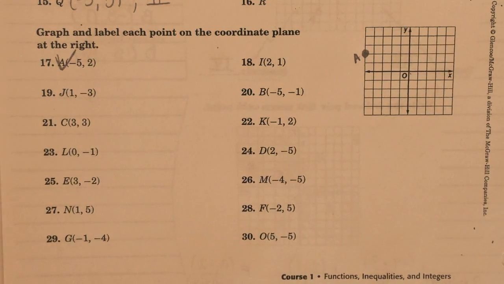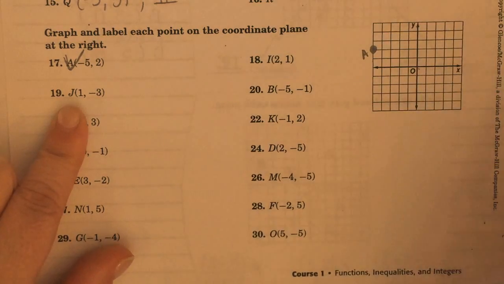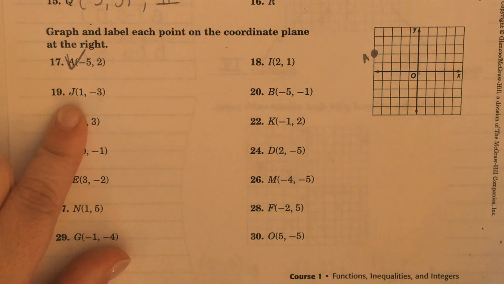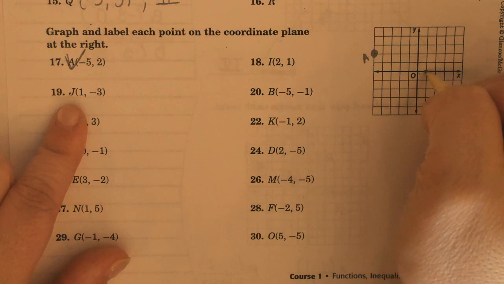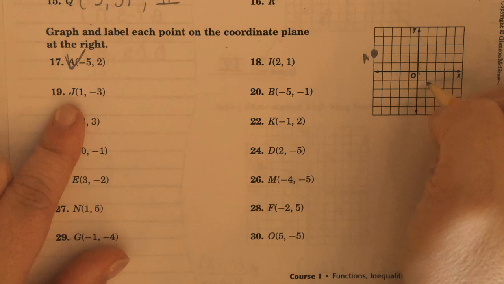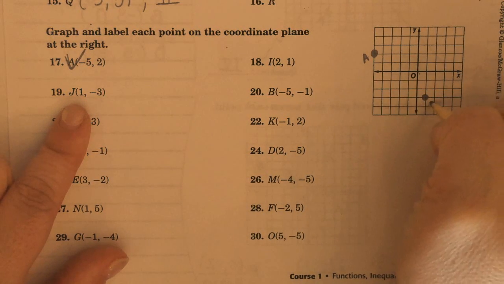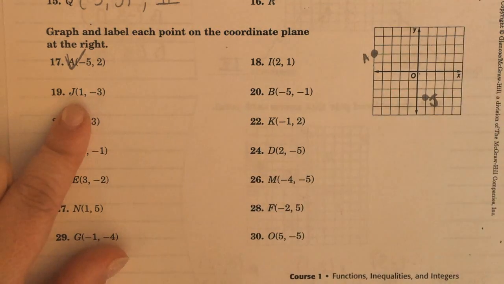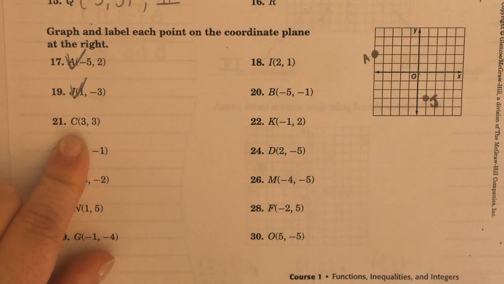All right, number 19, so now we're graphing J. How would I graph J? Brianna? Which way? To the right, forwards 1, and then? Down 3. 1, 2, 3. Put your dot in the middle of all that cross section and J. Okay? Check mark.